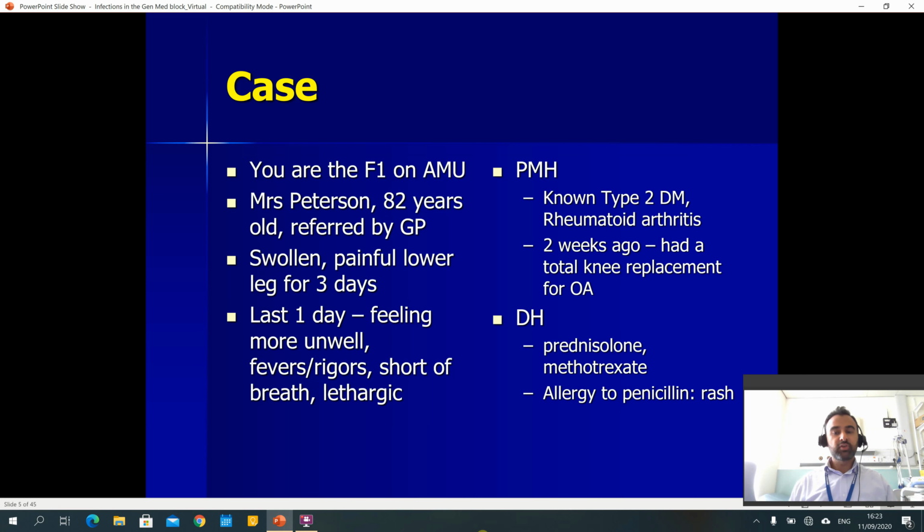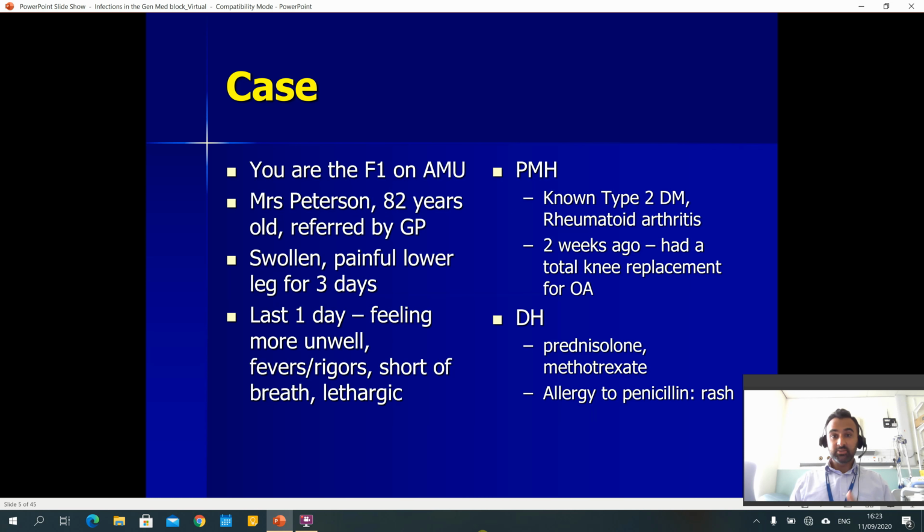When you go and see her, you find that in her past medical history, she's known to have type 2 diabetes and rheumatoid arthritis. And a couple of weeks ago, an important piece of information is that she had a total knee replacement done electively for osteoarthritis. She's on prednisolone and methotrexate, and she's got an allergy to penicillin, which causes her to have a rash.